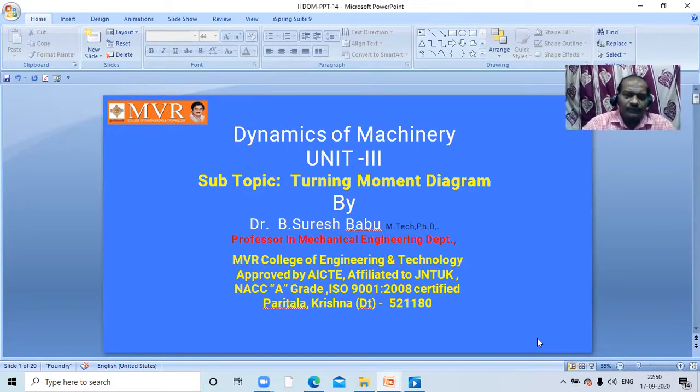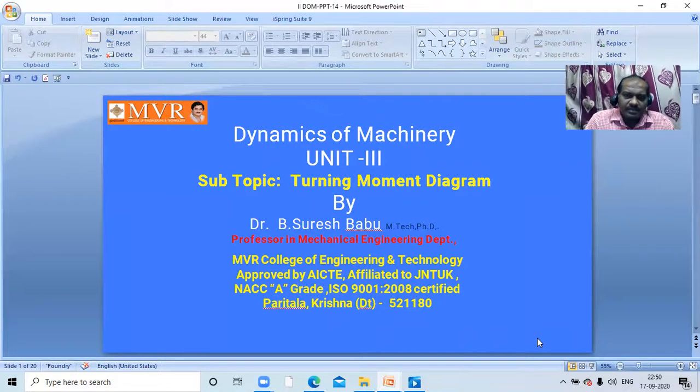As a part of online classes, as a student, you are learning the Dynamics of Machinery subject for third year, first semester mechanical engineering students. In the turning movement diagram, we are going to learn how to draw the turning movement diagram. That is the basic aim of today's class.